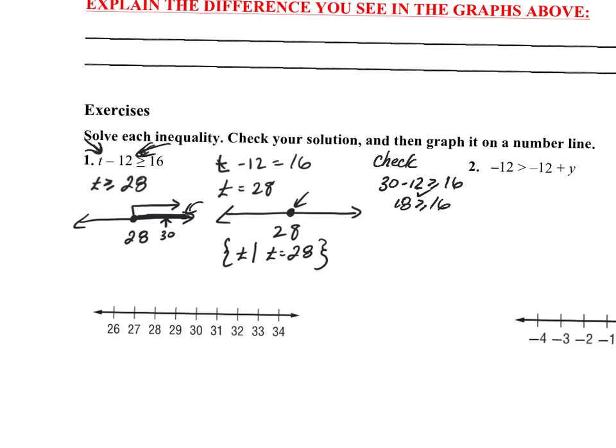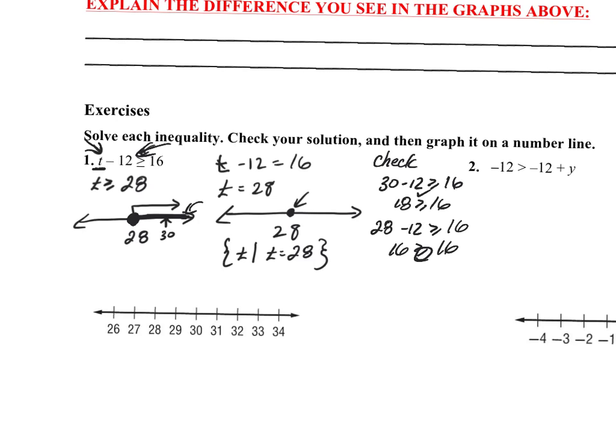Okay. What if I use 28 exactly to plug in for this t? So I'm going to put 28 in minus 12. Is that greater or equal to 16? Well, sure it is. I've got 16 is greater than or equal to 16, so it holds up with that part of the inequality. So when it's an equal to, that means that I have this solid dot that's saying that 28 exactly is part of my solution set.